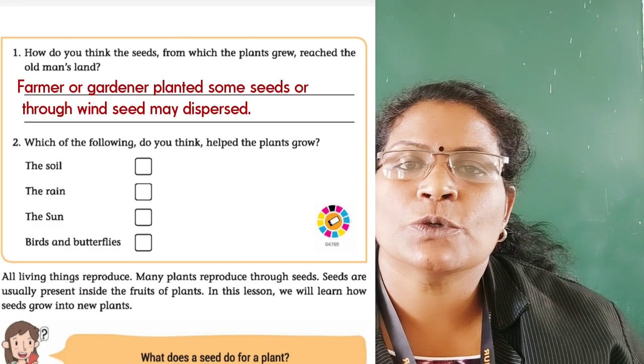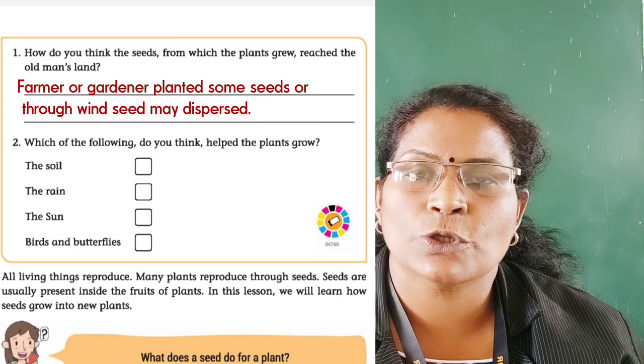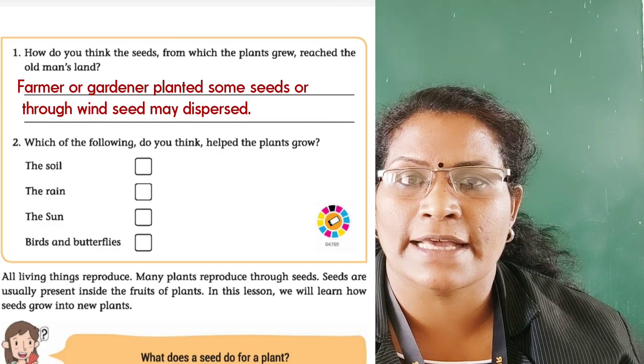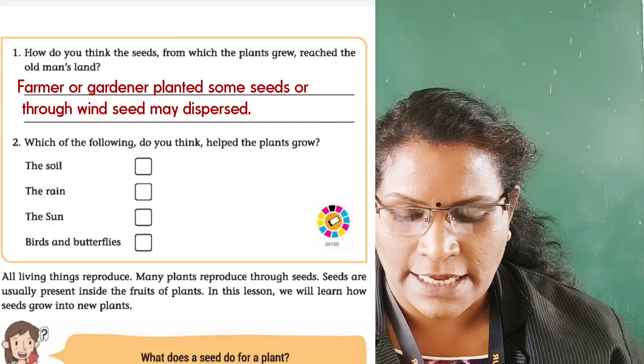It may be due to some gardener or farmer who planted the seeds, or through the wind the seeds came onto the land and new plants arose over there, isn't it? So you can write the answer there.